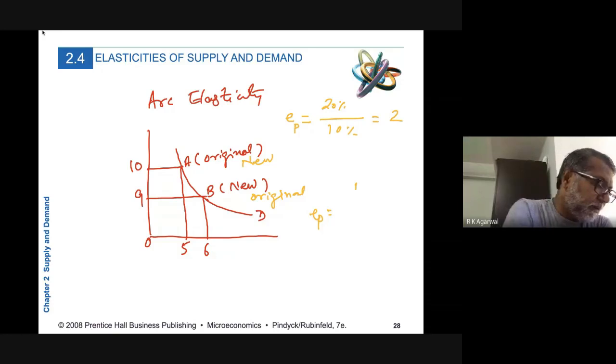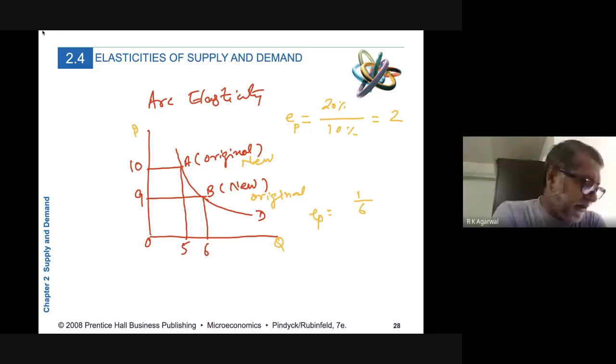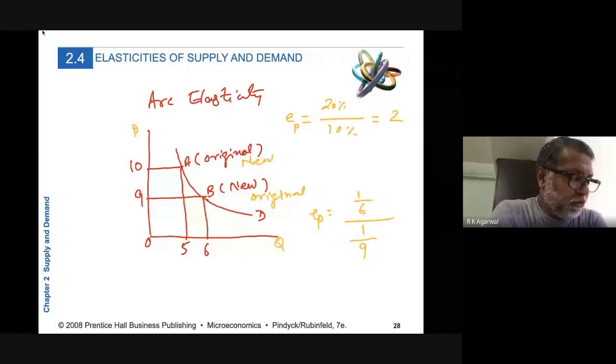Okay, so this is price, this is quantity. Now, what is the change in the quantity? This is 1 out of 6, divided by how much has price gone up? From 9 to 10. So how much has it changed? 1 out of 9. Now you solve this, what do you get? Do you get 2? Is it the same as 2?